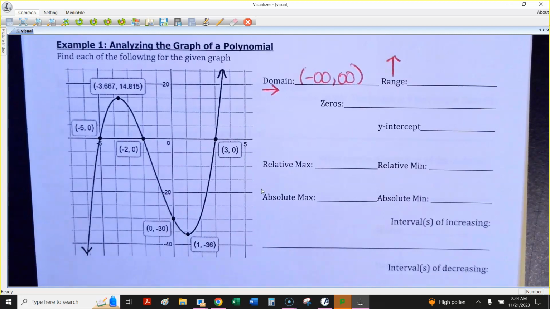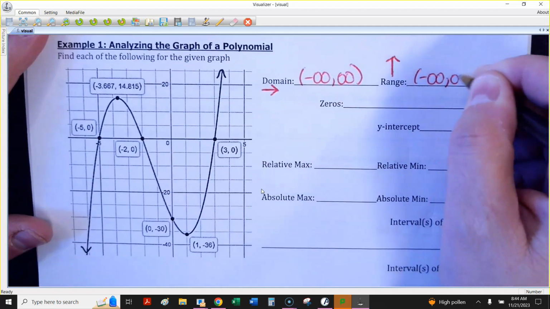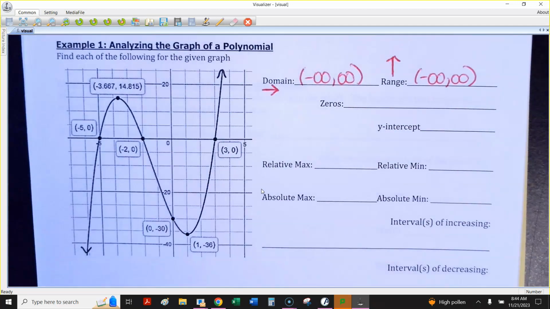What about the range? What am I doing up and down there? What would you write for your interval for your range? Possible y values. Okay. Same, right. This side goes down to negative infinity, and this side goes up, so you cover the whole y-axis. So negative infinity to infinity. These should be the domain and range for any odd degree polynomial. You're going to cover the whole x-axis and the whole y-axis.